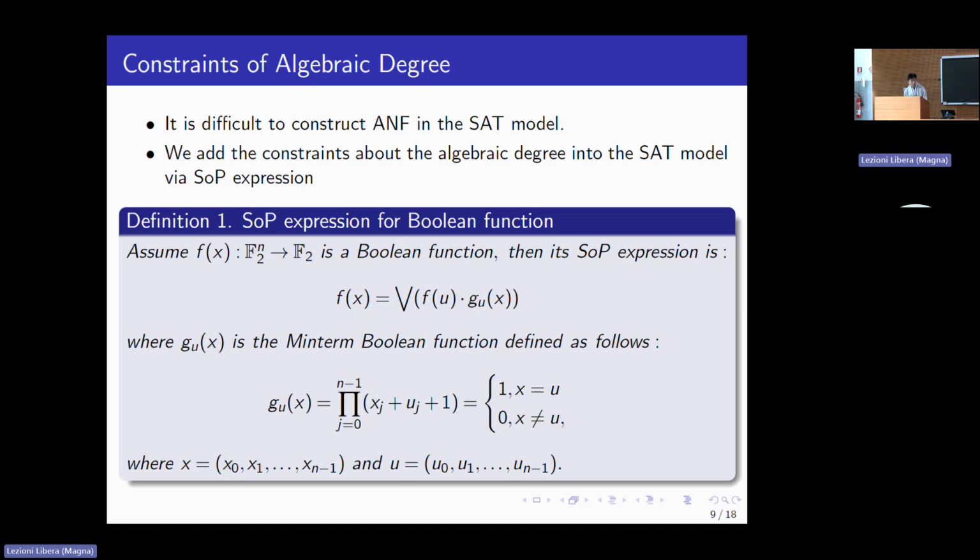Simply speaking, we need to firstly identify all the input combinations that result in an output of 1. Secondly, express each of them as a minterm Boolean function. And finally, connect all logical operations to form a disjunctive normal form. And in the definition, g_u(x) is the minterm Boolean function.